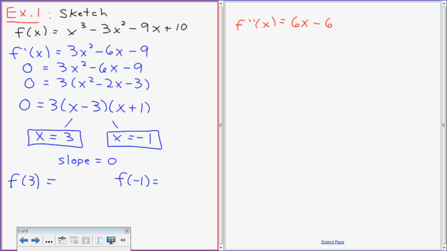So f of 3 should be 27 minus 27 minus 27 plus 10, which is negative 17, I think. Yep. And negative 1 minus 3 is negative 6. Plus 9 is 3, 13. Somebody confirm these for me? I got 15 for negative 1. You have 15? It's negative 1 minus 3 plus 9 plus 10. I thought it's 12. I got 15 too. 15? I trust you guys. I did that in my head, so I trust you guys.